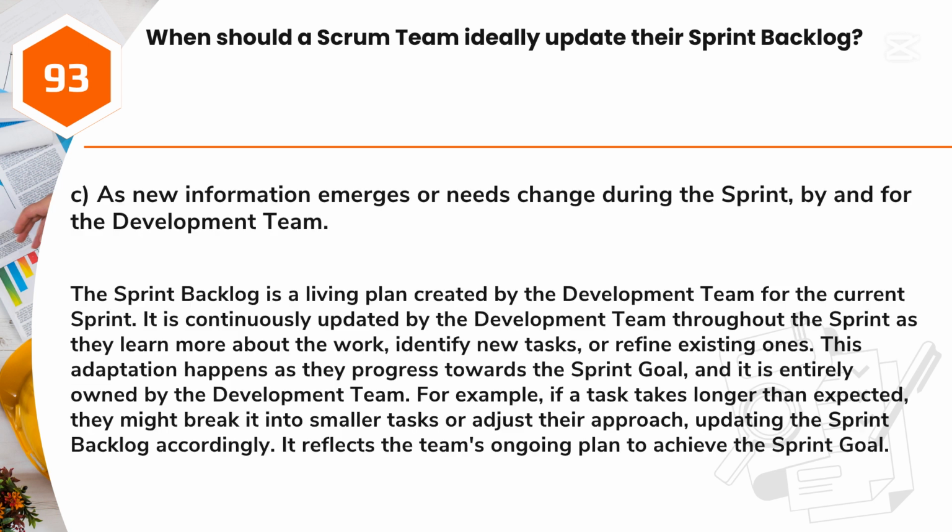Answer: C. As new information emerges or needs change during the sprint, buy-in for the development team. The sprint backlog is a living plan created by the development team for the current sprint. It is continuously updated by the development team throughout the sprint as they learn more about the work, identify new tasks, or refine existing ones. This adaptation happens as they progress towards the sprint goal, and it is entirely owned by the development team. For example, if a task takes longer than expected, they might break it into smaller tasks or adjust their approach, updating the sprint backlog accordingly. It reflects the team's ongoing plan to achieve the sprint goal.